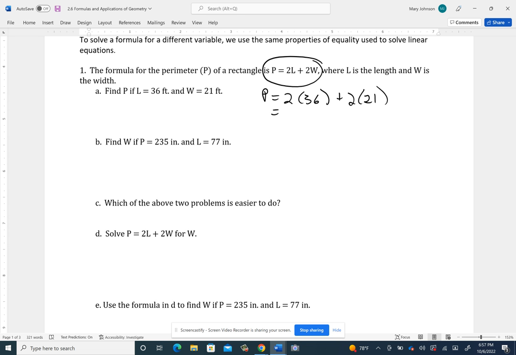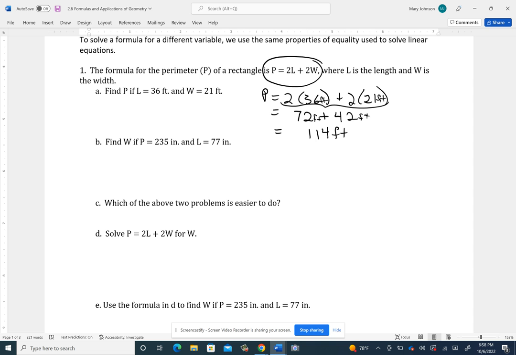You're now in the area where you're allowed to use calculators, so you can literally type all this in if you want and get the answer. I'm doing it without a calculator, so I'm going to be working it out. It's like 72 plus 42, so that would wind up being 114. And this was just feet, so that was feet, and the overall answer is just feet. Perimeter is actually a length measurement.